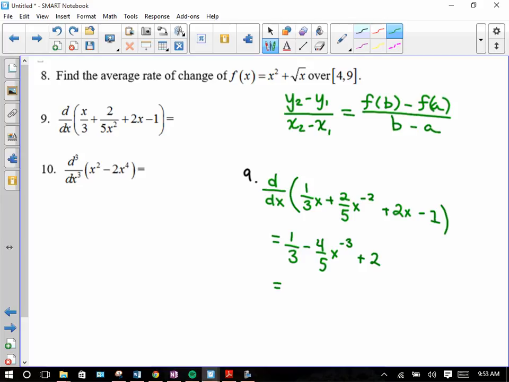You could leave it that way, except for the fact that 1/3 and 2 can be combined, because they're both constants. 1/3 plus 2 is going to be 2 and 1/3, or 7 thirds. I got 7 thirds because 2 is equal to 6 thirds, and 1 third plus 6 thirds is 7 thirds. Good.